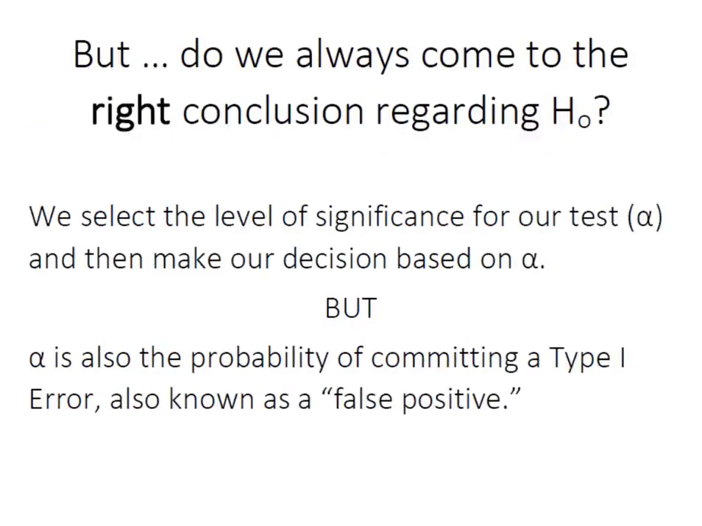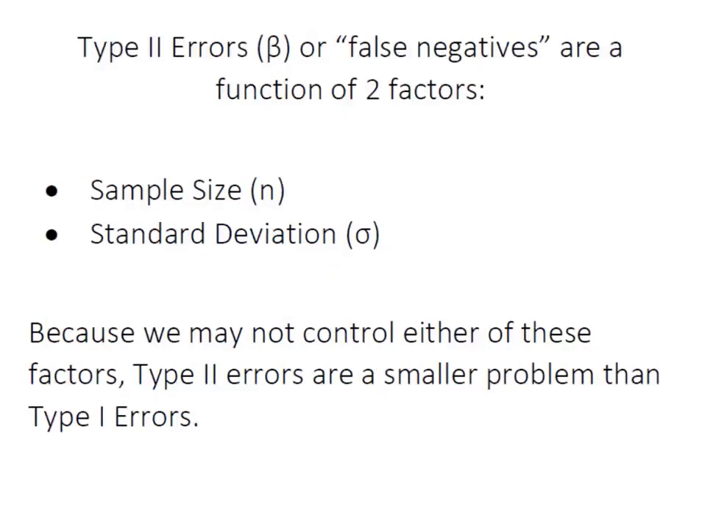Question becomes, do we always come to the right conclusion regarding H0? The answer to that is no. This is where we get type 1 and type 2 errors. When we get ready to conduct our test, we select the level of significance, alpha, and then we make our decision based on alpha. But alpha is also the probability of committing a type 1 error. And type 1 errors are also known as false positives. Well, like we have false positives, we have false negatives. And false negatives are type 2 errors. They're represented by the Greek letter beta.